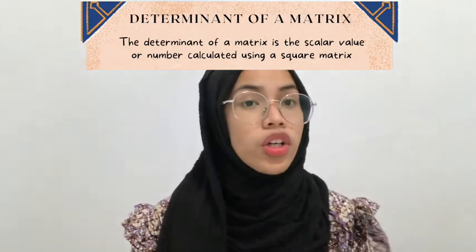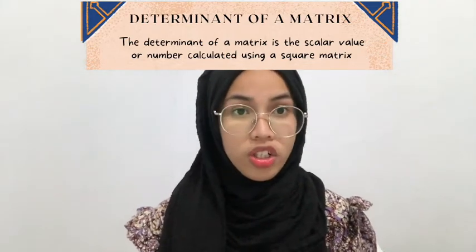The determinant of a matrix is the scalar value or number calculated using the square matrix. The square matrix could be 2 by 2, 3 by 3, 4 by 4, or any type, such as n by n, where the number of rows and columns are equal. For example, a 2 by 2 matrix means there are 2 rows and 2 columns inside the matrix.